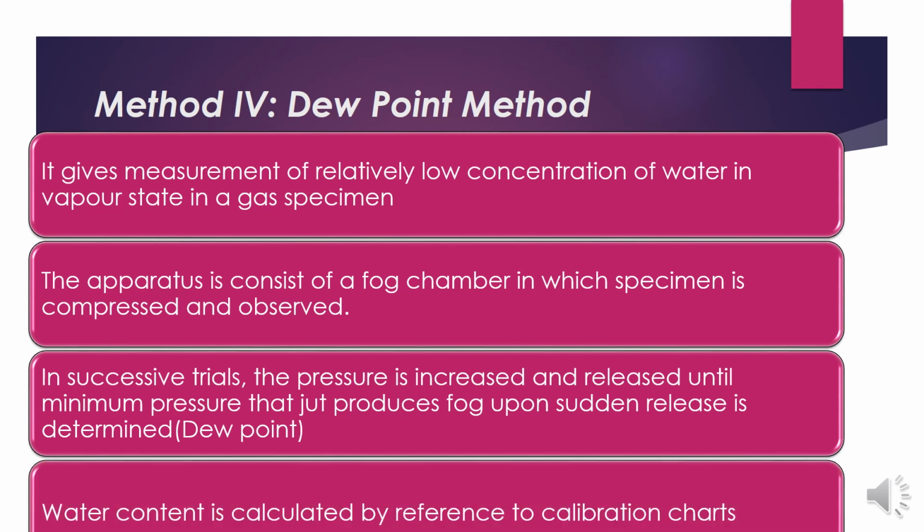Whatever water content is there is calculated by reference to the calibration chart. So by this method, once the fog is produced and the dew point is reached, you can calculate the water content, and by comparing and confirming it through the calibration chart, you can provide the results.